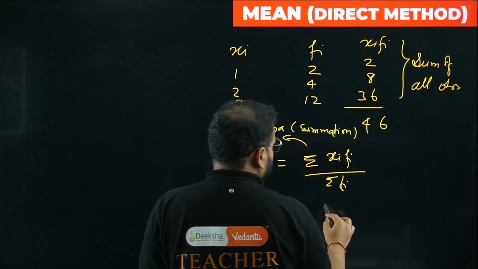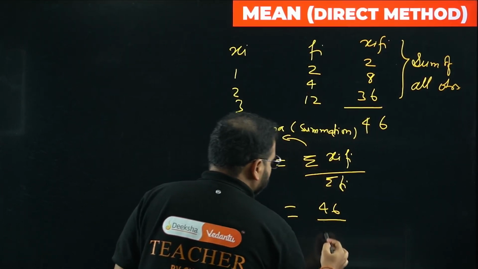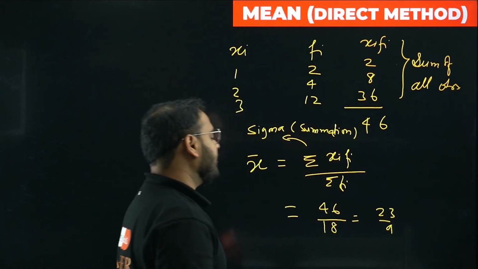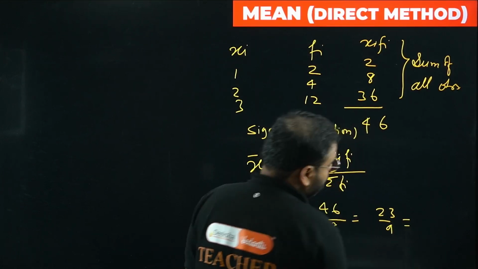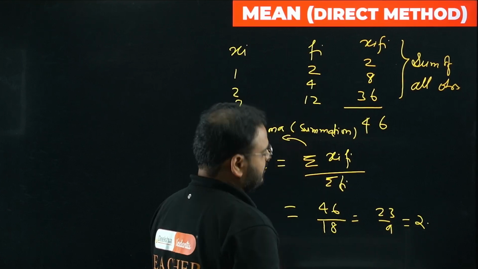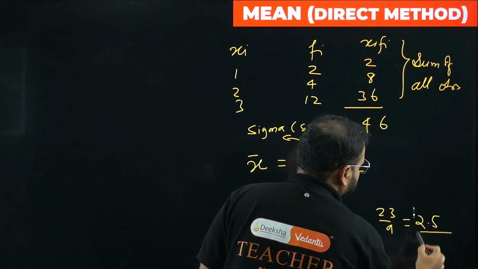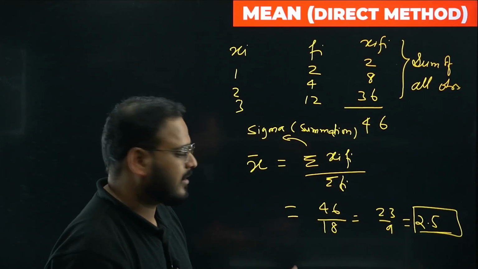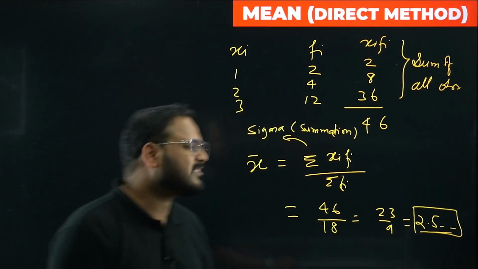I'm getting 46 over here, and the sum of all frequencies: 12 plus 4 is 16, plus 2 is 18. We can divide this and get 23 by 9, right? Can we divide this in decimal form? 9 2s are 18. I have 5 here, so 50. 9 6s are 54, so 9 5s are 45. So 2.5 something will come. Something else will come over here obviously, but this can be taken as the answer. This is just a rough sketch.